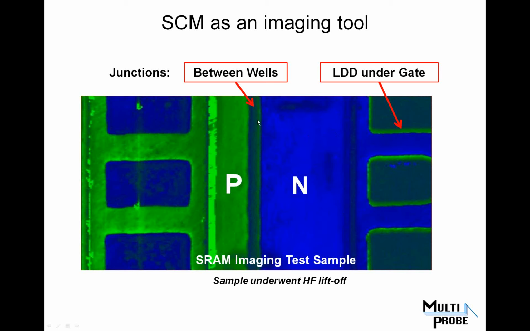So the junction between the 2 wells you can see very clearly defined here, and then you can see a nice sharp junction right here between the gate underneath the gate. And the reason why it's sharper underneath the gate is because the doping level is higher, and so the junction width is smaller. So you can see that capacitance at this level is very nicely giving you a nice, bright, sharp picture of the underlying structures in doping.